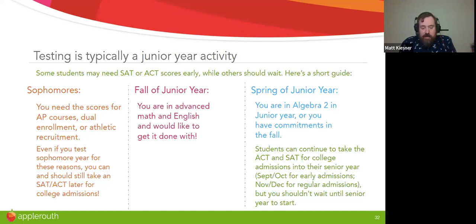That also might make sense for certain kinds of sports students. If you're on a touring club and playing soccer all spring, the fall or the winter might be the time to get that done. But spring of junior year is typically the best testing time. If you're in algebra 2 in your junior year, waiting till the spring of junior year is probably the best option in terms of the math section, having the most amount of math on there.